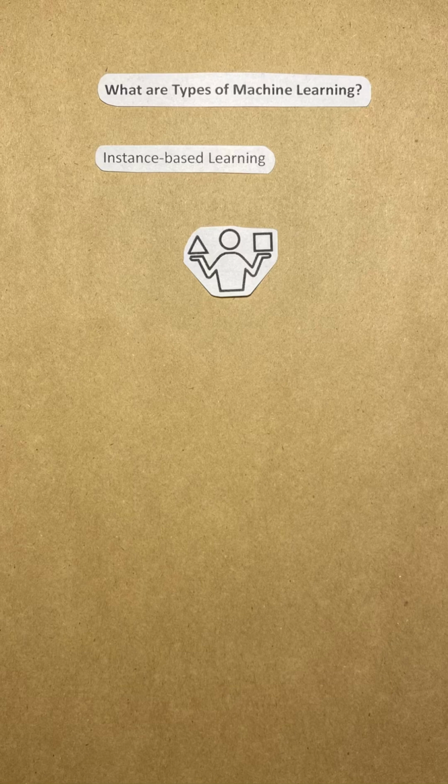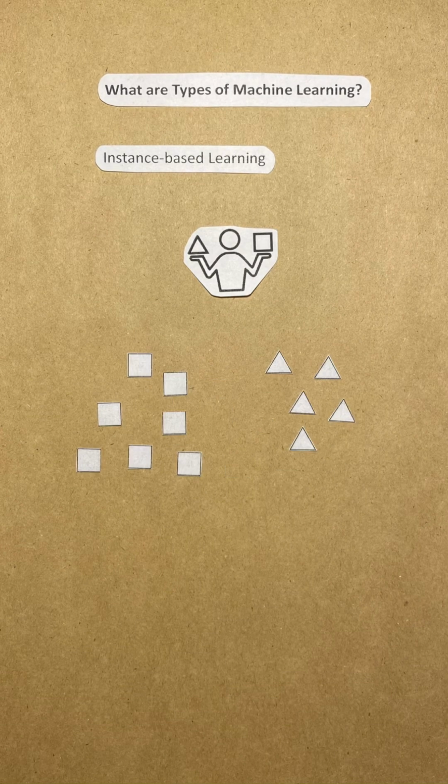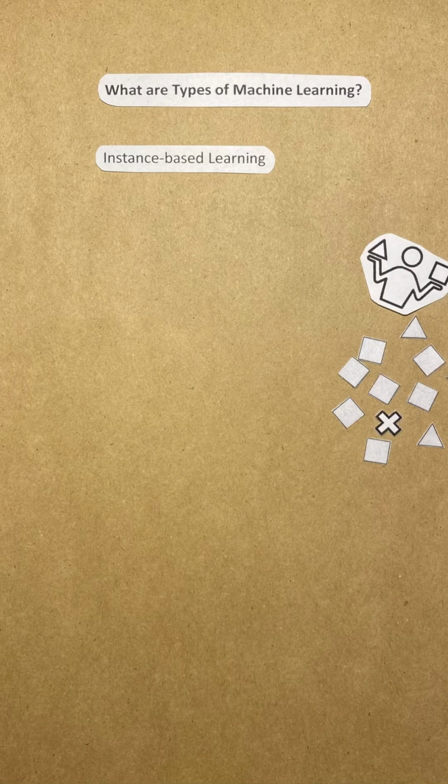Now imagine you have trained a computer to classify shapes to square and triangle. If a new instance like an X shape comes in, it would be classified as a triangle, because the majority of the most similar instances belong to that class. This is called instance-based learning.